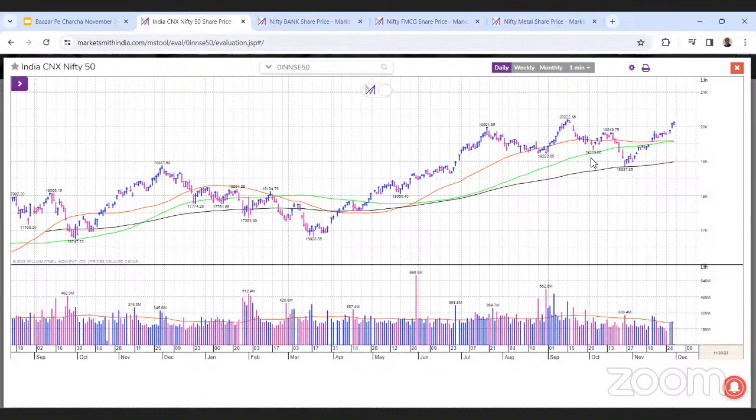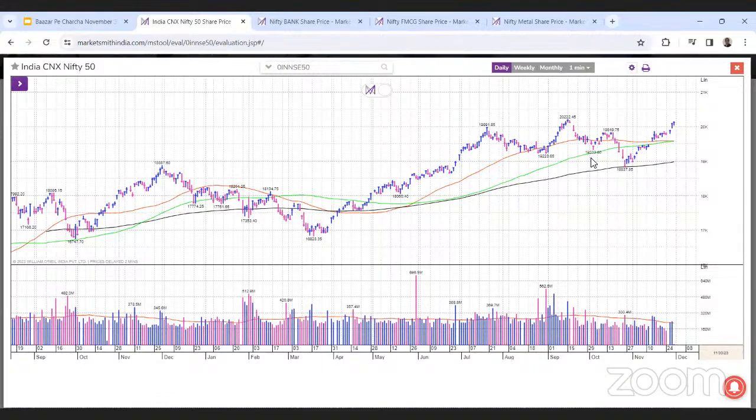And now it is beyond 20,000, and I think it is hardly 100 points away from the recent all-time high of 20,222. And maybe tomorrow, if it crosses that level, then automatically our market, as per the O'Neill methodology, moves from rally attempt to confirmed uptrend. That's a different thing. But technically, it is looking quite attractive.